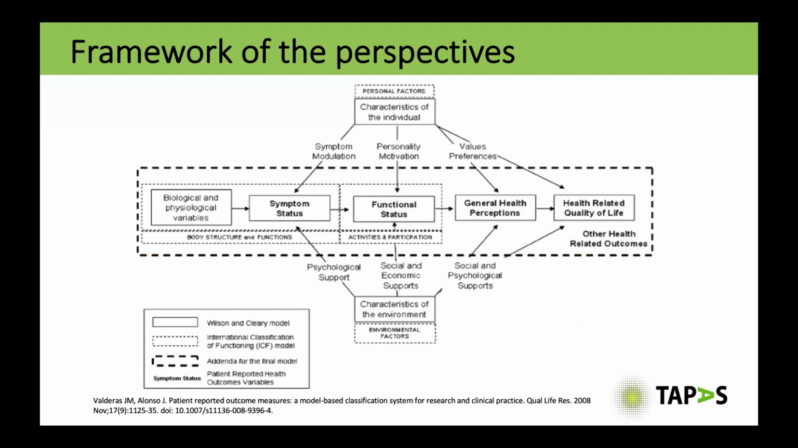For that, the conceptual model I'm using is the Wilson and Cleary model, because there is a focus on biological and physiological variables translated by the symptom status, and after that we add the dimensions, including characteristics of individuals and characteristics of environment, to appreciate functional status and health-related quality of life.